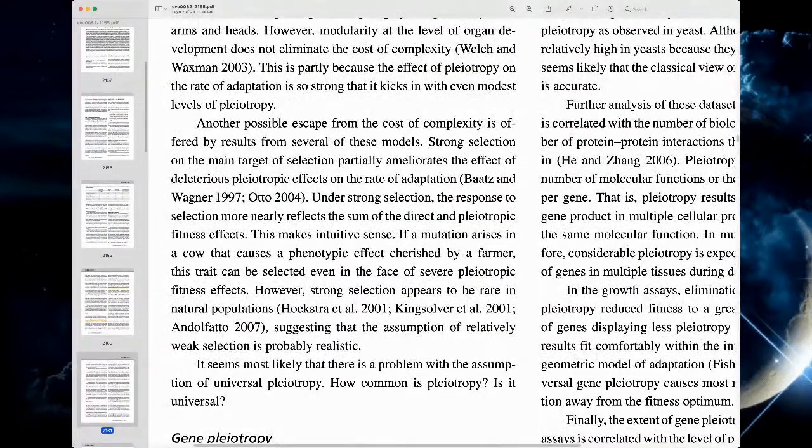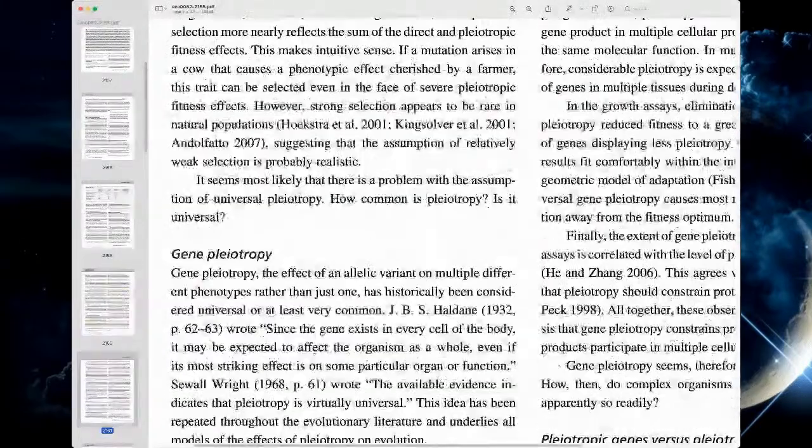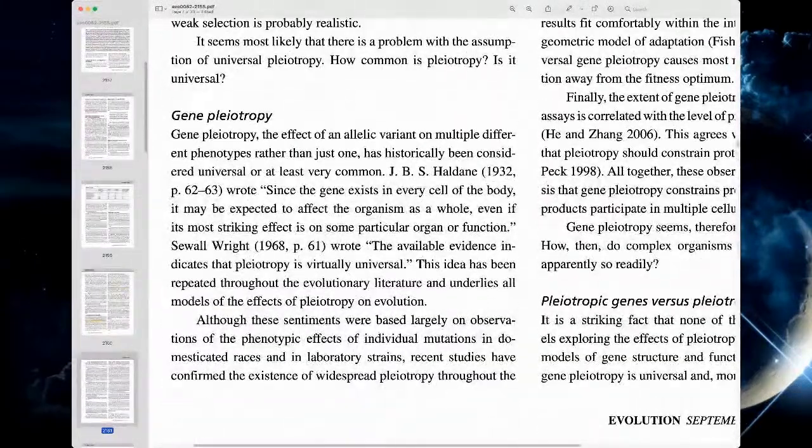Cost of complexity is offered by results. There we go. Gene pleiotropy. Where are you seeing this? Near the last paragraph on that column. Right. Gene pleiotropy. Okay, there you go. The effect of an allelic variant on multiple different phenotypes rather than just one. Historically been considered universal, at least very common, by Haldane.